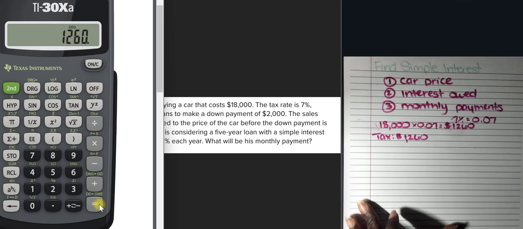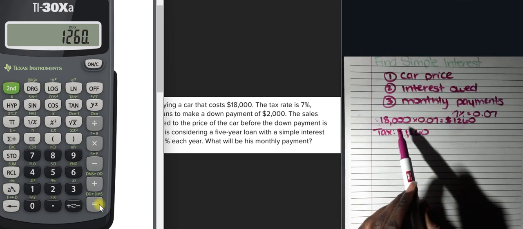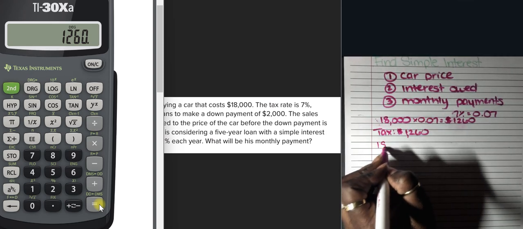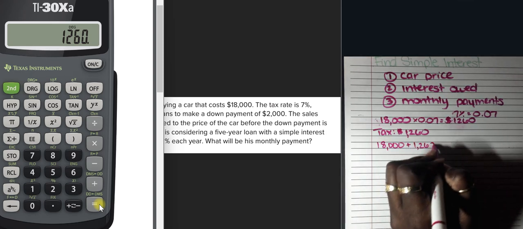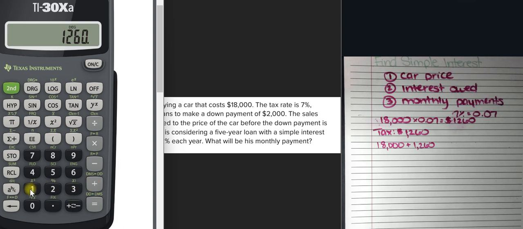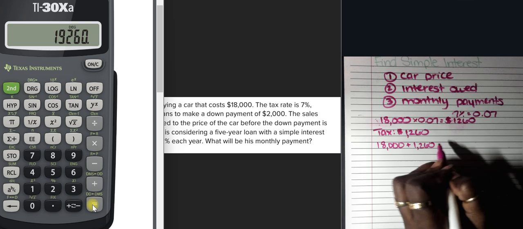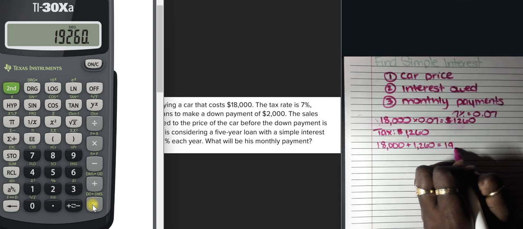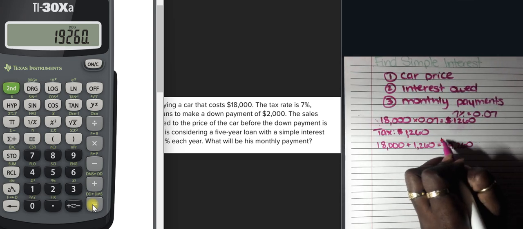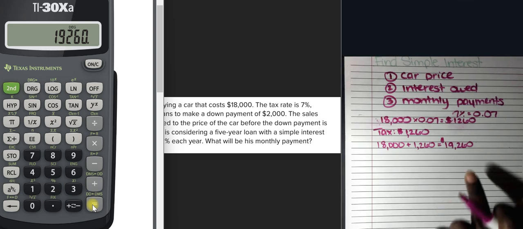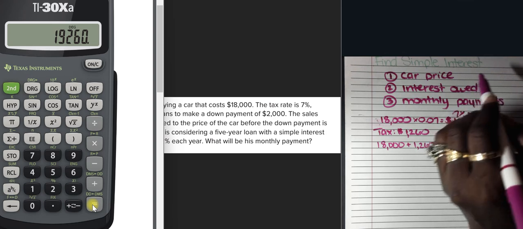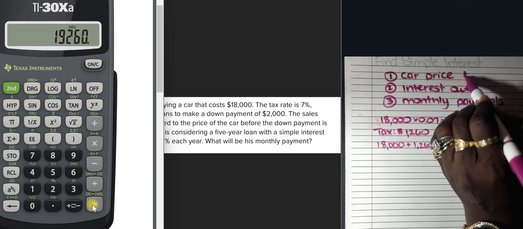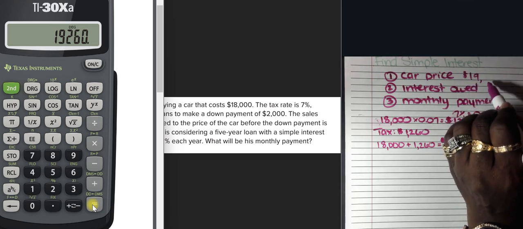All right, so remember, our taxes are added on to our original price. In this case, we're going to add that to the 18,000. So 18,000 plus the tax, and we're at $19,260 for the car. Okay, so this is the price of the car: 19,260.